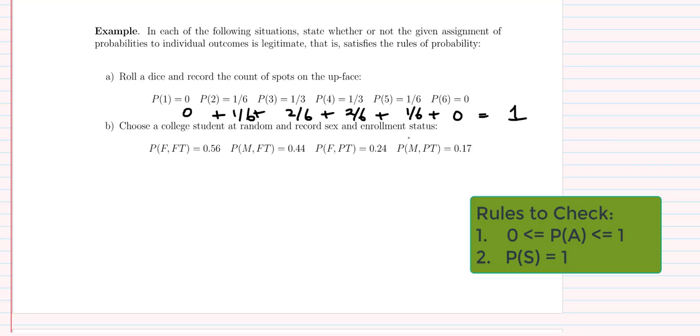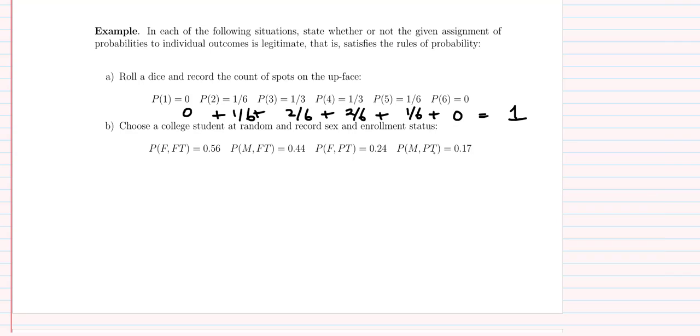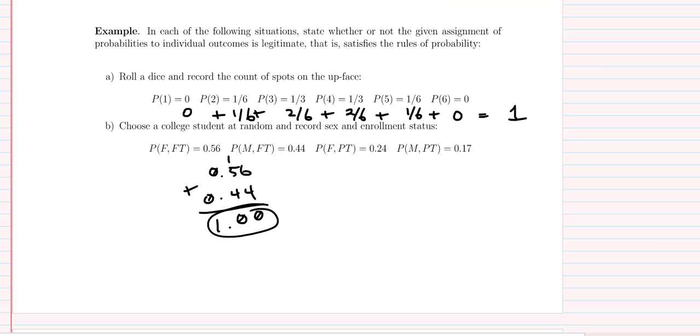Now we want to do the same thing for the next model. All right, so we see that everything's between 0 and 1, so the first one is satisfied. Now what we want to do is check to see whether these are equal to 1. All right, so we'll start with the first 2. 0.56 plus 0.44 gives me 0, carry the 1, 9, 0, 1. And so just adding up the first 2 has given us 1, which tells us that adding 2 more is going to make it greater than 1, which tells me that this is not legitimate.